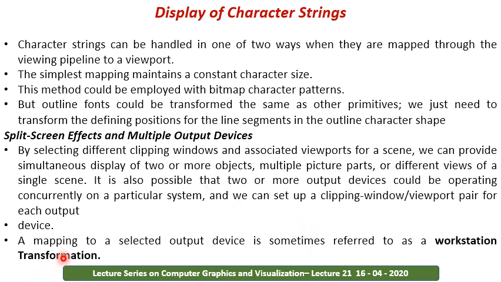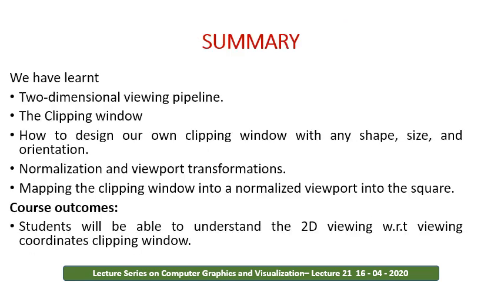This can be done by using a mapping to a selected output device, sometimes referred to as workstation transformation. That can be done by selecting different clipping windows and associated viewports for a scene. We can provide simultaneous display for two or more objects, multiple picture parts or different views for a single scene. So it is possible that two or more output devices could be operating concurrently on a particular system, so that it is very easy to set up a clipping window and viewport pair for a device.